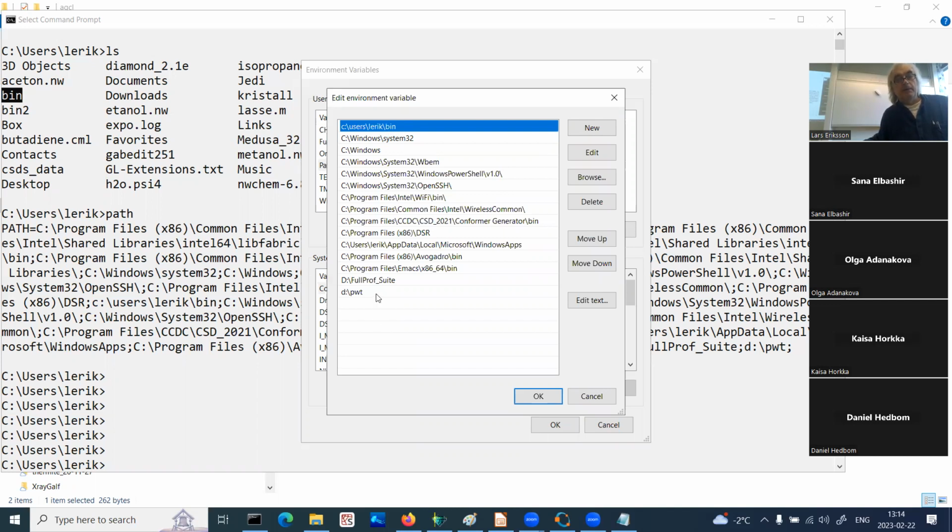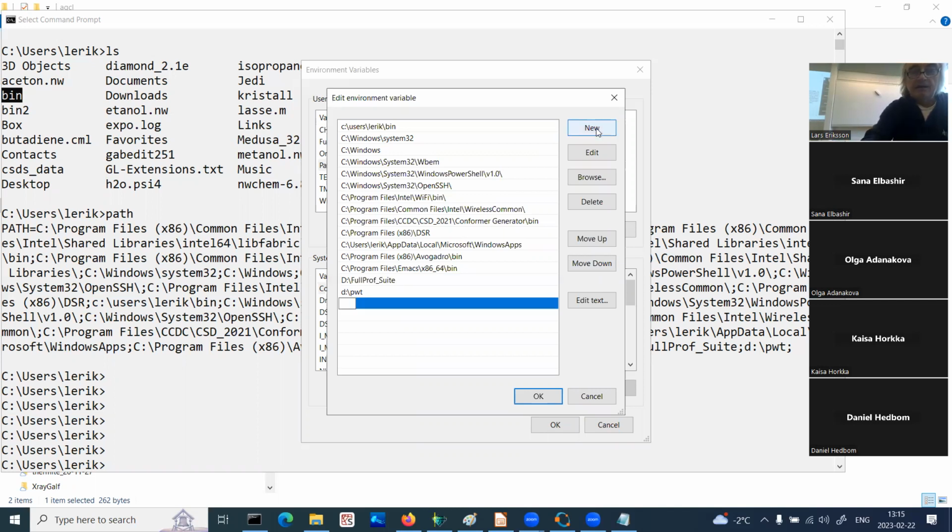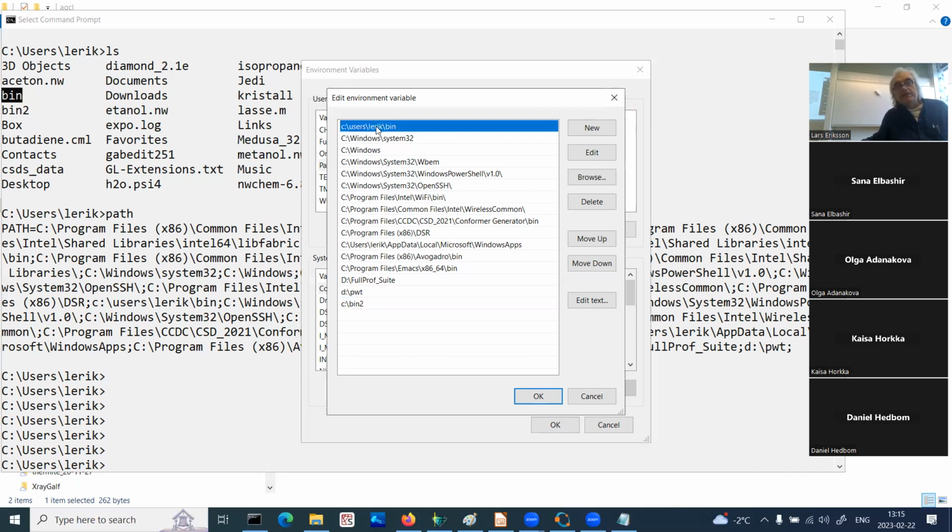Normally, in Foolproof Suite, for example, that is in the far end here. So if I add something else, I should add C colon bin 2, for example. That is also a folder that is present in my directory. But first it will look here, and then in the Windows system directory, and then in Windows, etc. And this will be the last folder searched.